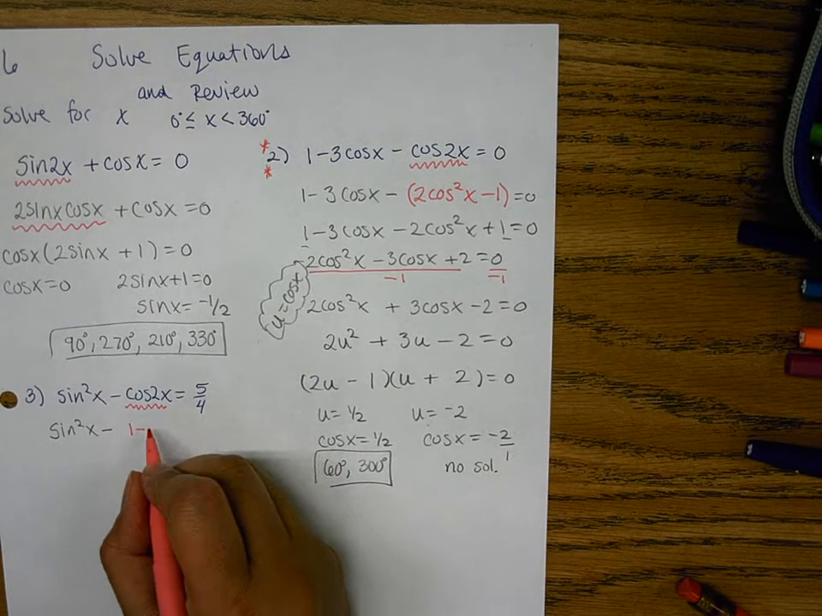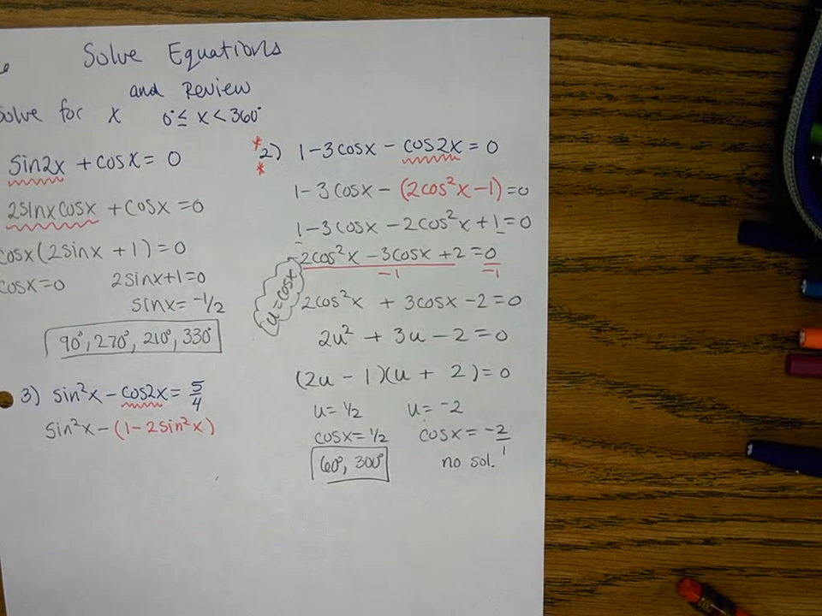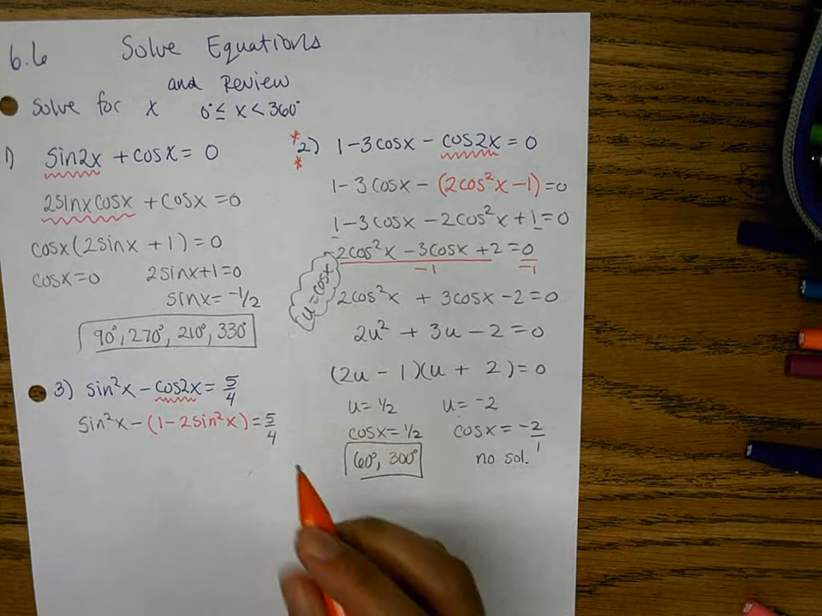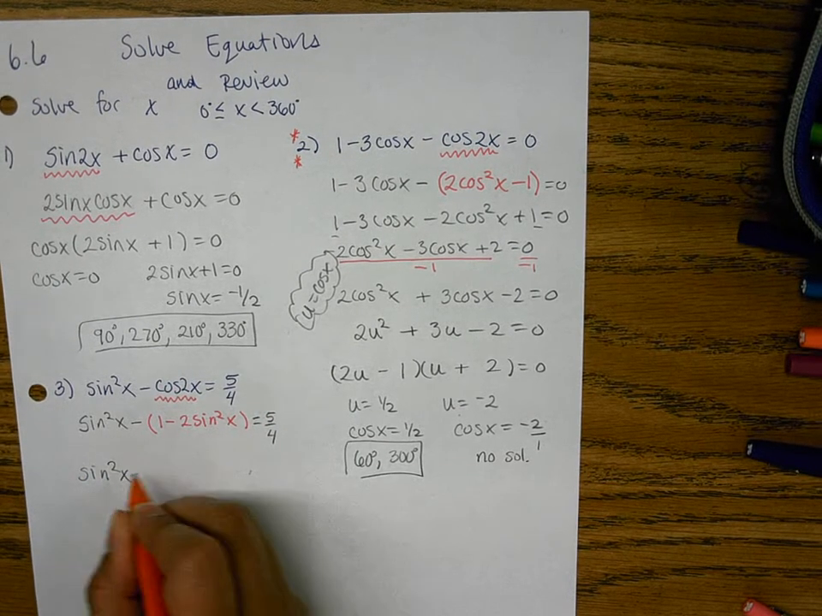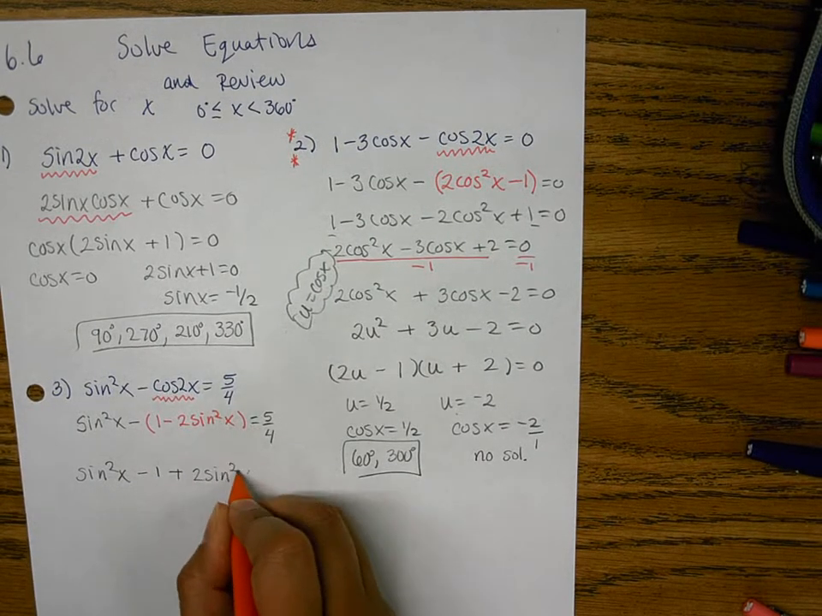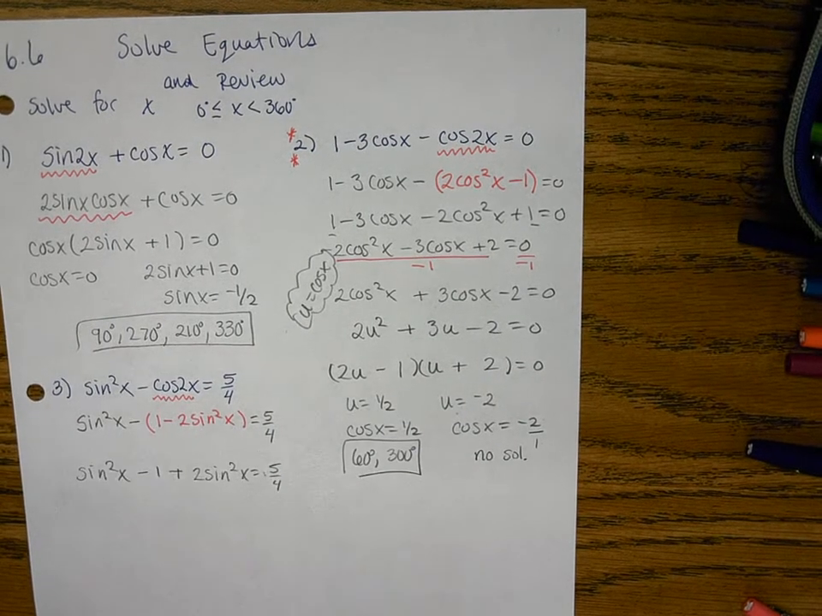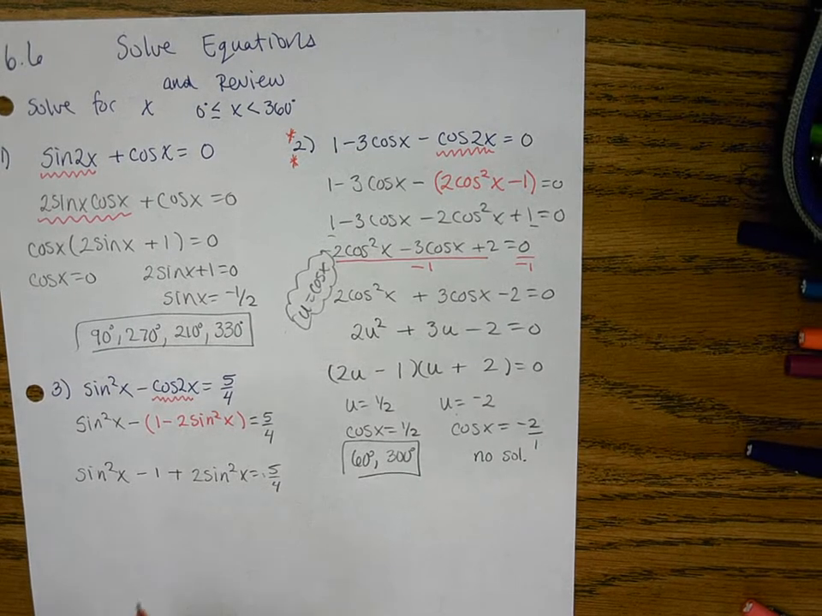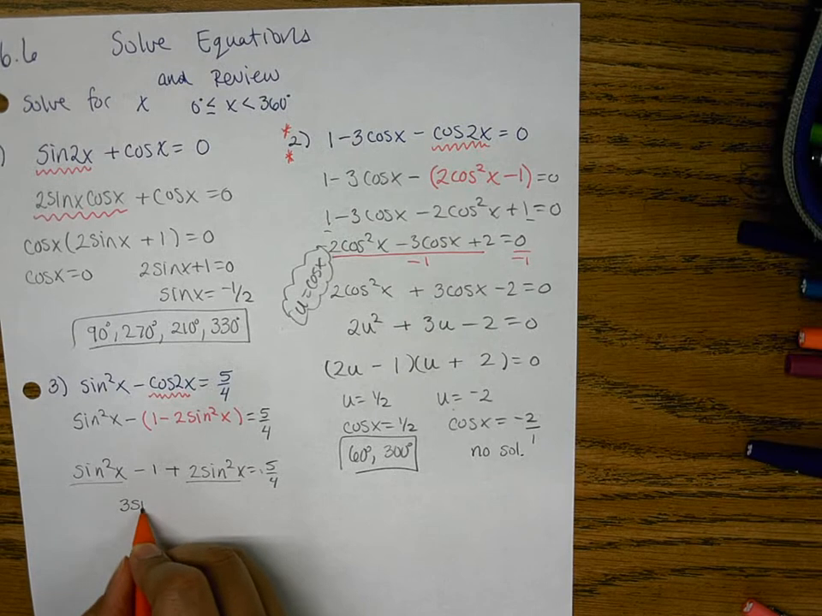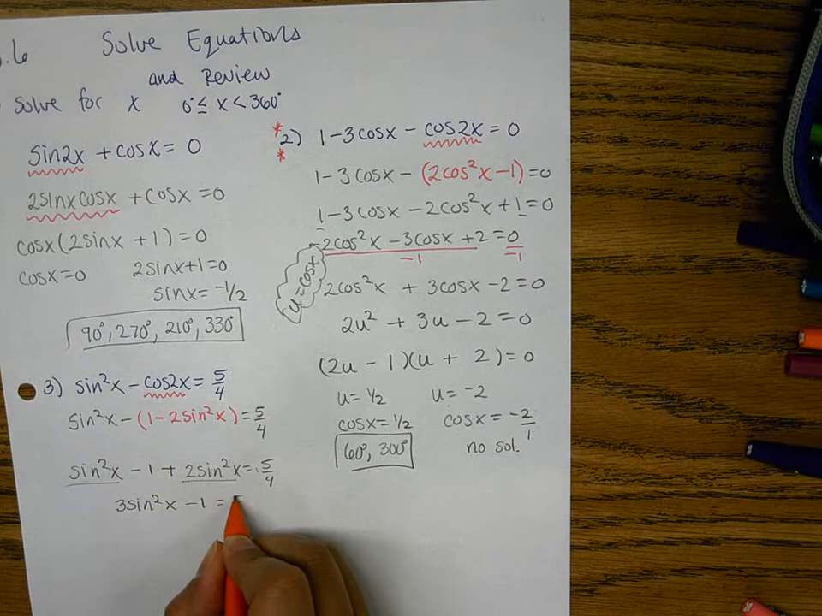Minus, and then cosine 2x, I said I was going to use 1 minus 2 sine squared x. And remembering that minus sign will have to be distributed, equals 5/4. All right, sine squared x minus 1 plus 2 sine squared x equals 5/4. Okay, I do have like terms right here. 1 sine squared and 2 sine squared is 3 sine squared x.